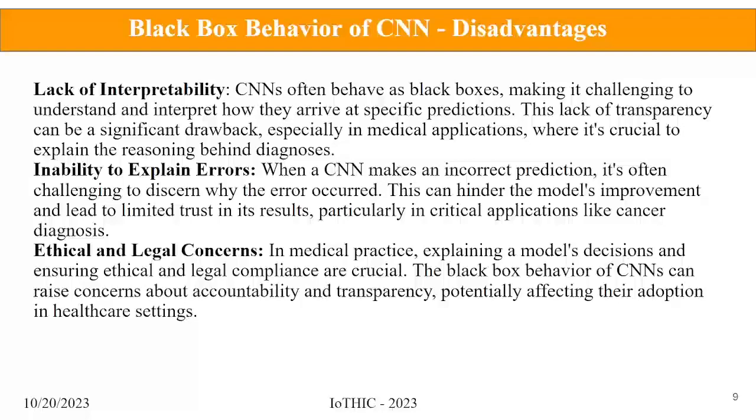And then there is the head-scratcher. When they make a wrong call, it's like trying to figure out a riddle without a clear answer. It can be frustrating, and when you are dealing with something as critical as cancer diagnosis, that's not something you want to mess around with. Plus, in the world of healthcare, ethics and laws are big deals when the black box behavior of CNN comes into play. It can raise concerns about accountability and transparency.